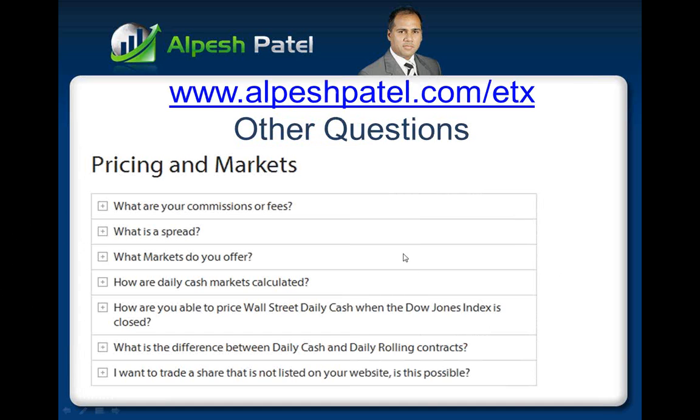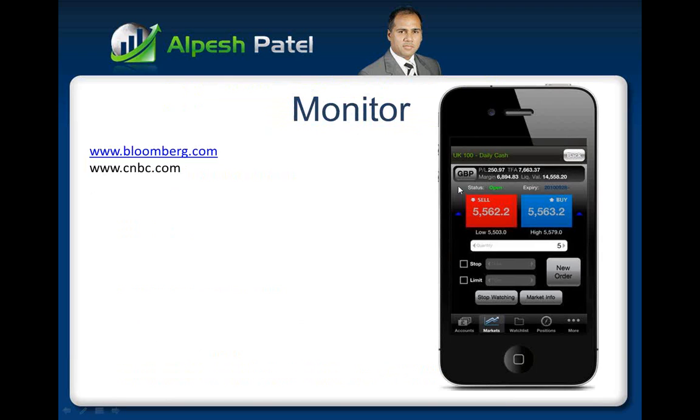So, what about other questions people will ask? And we're going to get to a lot of questions that I've raised. What are commissions? Well, I said there's no commissions. What is a spread? I've disclosed that. What markets do you offer? I've mentioned that. Daily cash markets calculated. How are you able to price Wall Street daily cash when the Dow Jones Index is closed, and so on. These kinds of questions you can see in great detail. What's the difference between daily cash and daily rolling contracts on the website? So just go to alphastrol.com/ETX. That's where you can open, and also /capitalspreads as well.